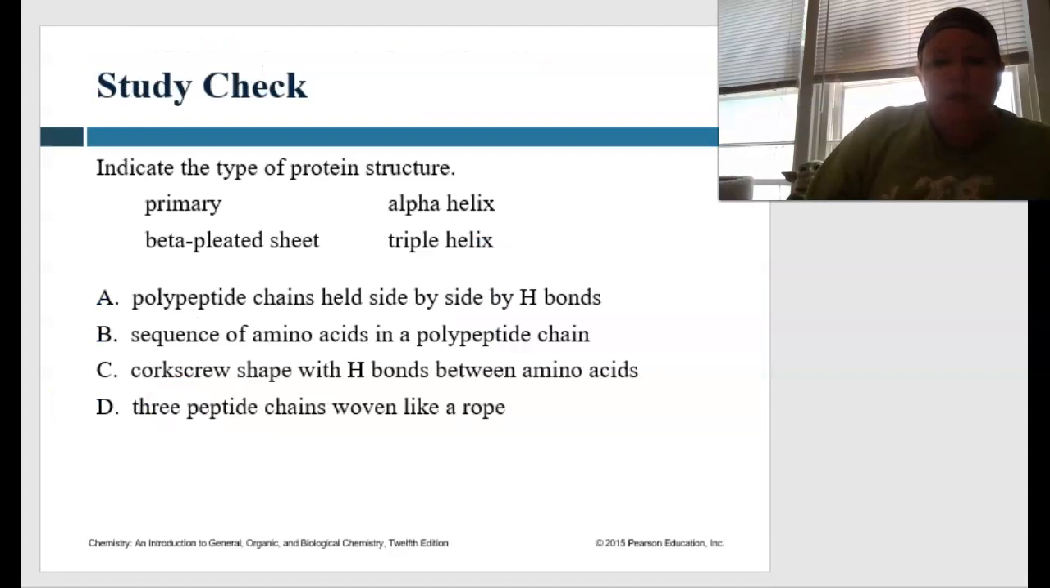Okay, so let's do a little study check, and let's indicate the type of protein structure of A, B, C, and D. Okay, pause me and come back.